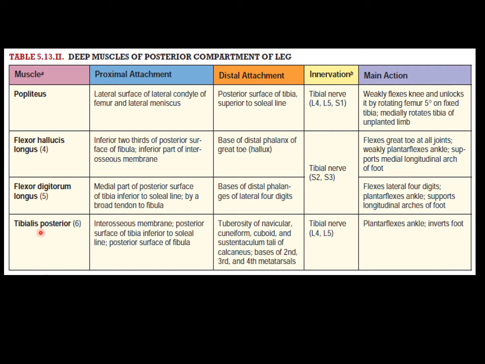The other muscle is tibialis posterior. Tibialis posterior takes origin from the interosseous membrane, the posterior surface of the tibia inferior to the soleal line, and the posterior surface of the fibula. It attaches mainly to the tuberosity of the navicular bone, and then through it to the cuneiforms, cuboid, the sustentaculum tali of the calcaneus, and bases of the second, third, and fourth metatarsals, but mainly to the tuberosity of the navicular. Tibial nerve is the supply, from L4 and L5. It plantar flexes the ankle, again a weak plantar flexion, and its major function is inversion of the foot at the subtalar joint.